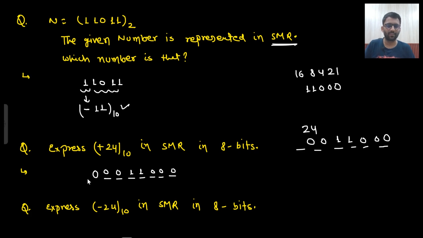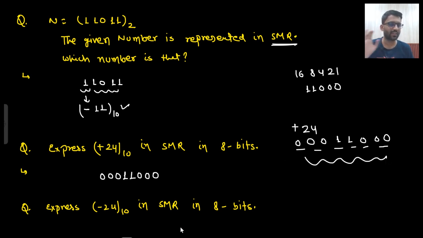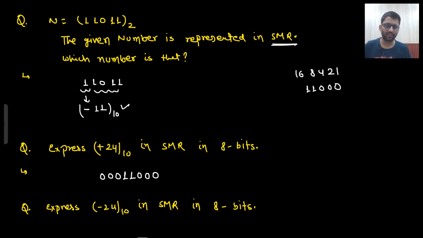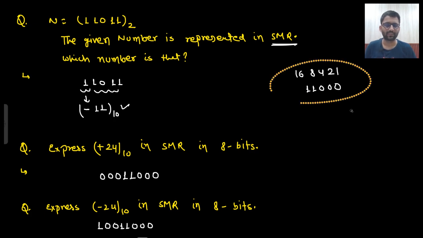So 5 plus 2 is 7, plus 1 is 8. The answer would be 0 0 0 1 1 0 0 0, that is 11000 and then 2 more bits. This will be 24 only, and because it is positive there will be a 0 sign. So this is the correct answer. What about this one? Here the sign will be 1 and the rest of the bits will be the same, just the sign is changed. For a negative sign, 1 will come. Now 24 is represented in 7 bits. So this is the answer.